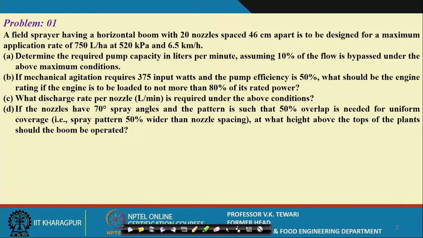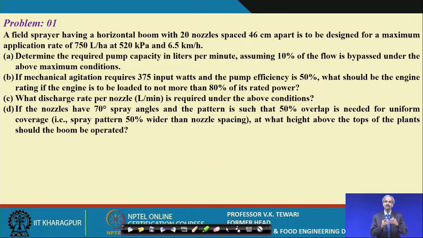Problem number 1. A field sprayer having a horizontal boom of 20 nozzles at a spacing of 46 centimeter apart is to be designed for a maximum application rate of 750 liters per hectare at 520 kilopascal and 6.5 kilometer per hour. This is a good design problem. In fact, you need to design a sprayer where there will be 20 nozzles at certain spacing, and this is the 750 liter per hectare we require, and this is the pressure and the speed at which it must work. So, determine the required.